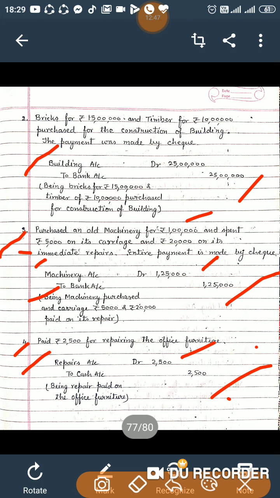And at the same time you are making payment, so cash balance of the business is decreasing, so it should be credited. The journal entry will be repair account debited to cash account, and the narration will be being repair paid on the office furniture.